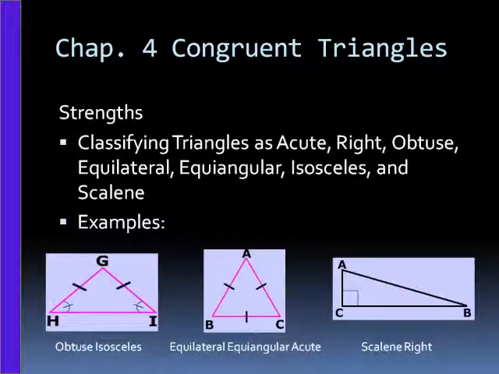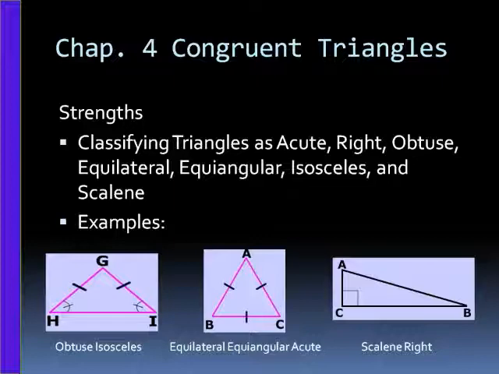Alright, for chapter 4 we learned about triangles. Triangle congruence is a matter of fact. So my main strengths for this chapter were like the easiest thing in the world, which is classifying triangles as acute, right, obtuse, equilateral, equiangular, isosceles, and scalene. And here I have some examples of different types of triangles.